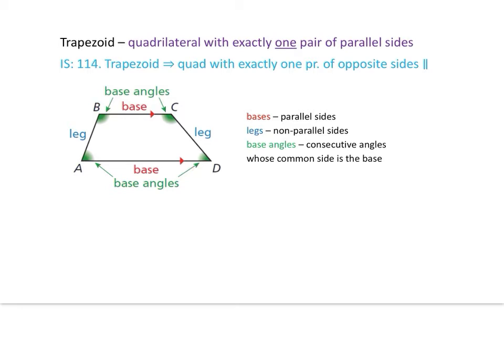The sides that are parallel are called bases. Then the other sides are called legs. And at each base, you've got angles, called base angles. So base 1 would have base 1 angles, and then you have base 2 angles. And they are base angles when they are consecutive and sharing the same base.